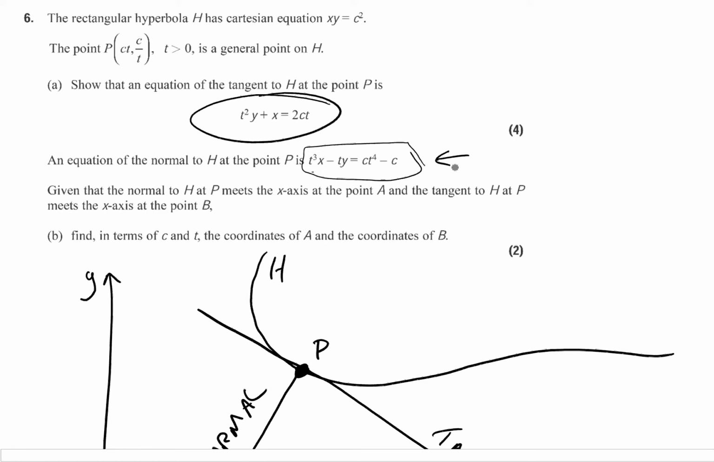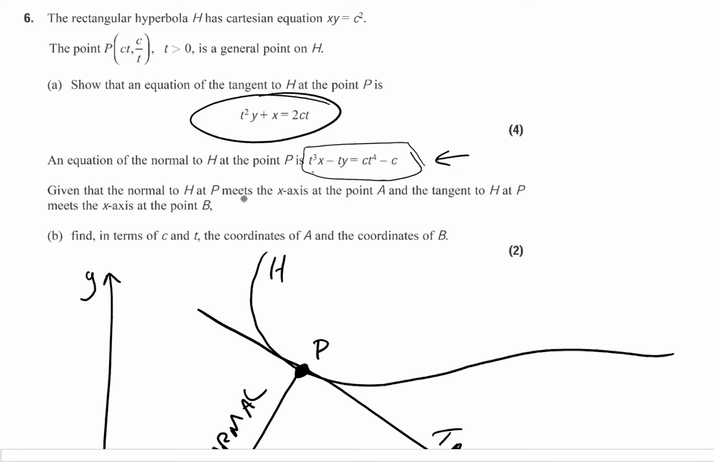You can verify that, okay, use exactly the same method as we used in part A, except we use a different gradient basically, and we use the fact that the normal is perpendicular to the tangent, therefore it's going to be the negative reciprocal gradient. Okay, so just use a different gradient and it should come out as that.